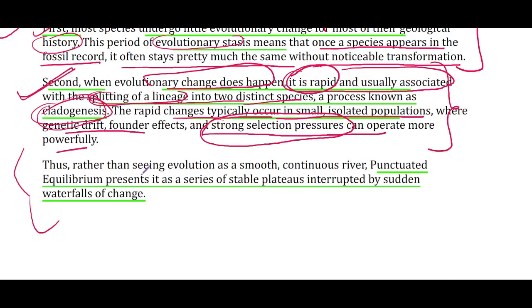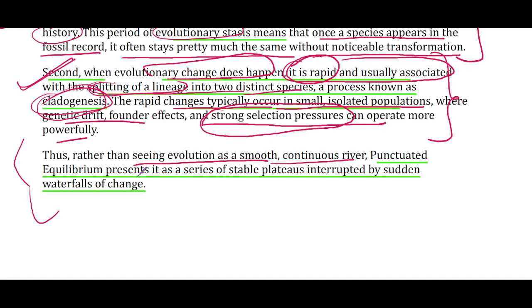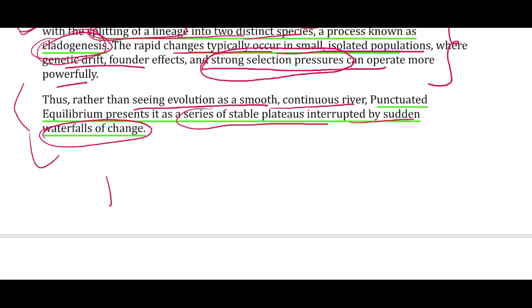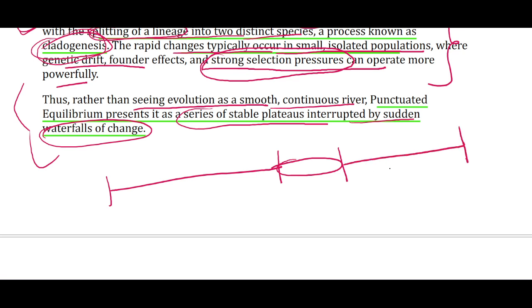Thus, rather than seeing evolution as a smooth or continuous process, punctuated equilibrium presents it as a series of stable plateaus interrupted by sudden waterfalls of change. A long period of stasis interrupted by punctuations of rapid changes, then again followed by a long period of stasis. Stasis, and this is punctuated equilibrium.